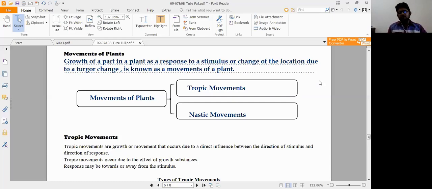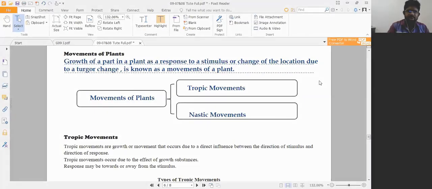If it is due to the stimulus, that is called tropic movements. If it is due to the turgor change, that is called nastic movements. Okay, so one by one we are going to discuss now. The first topic is tropic movements.